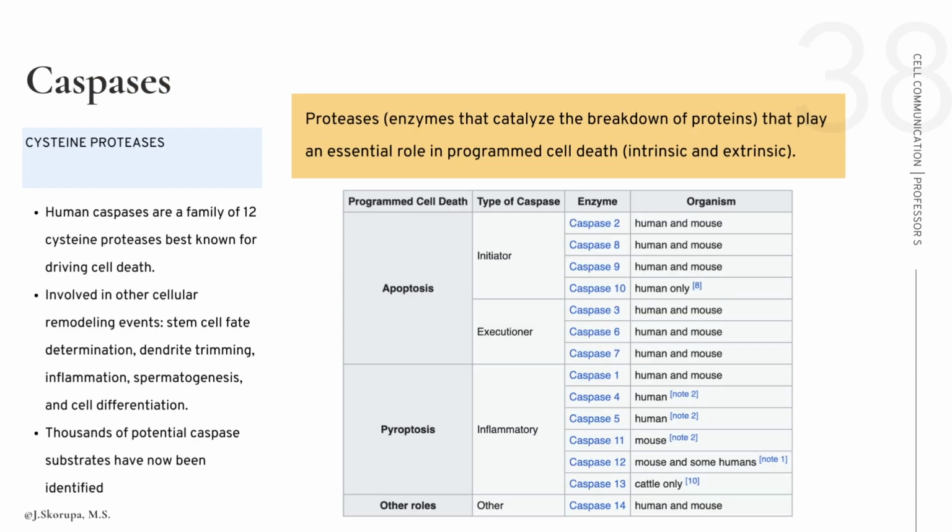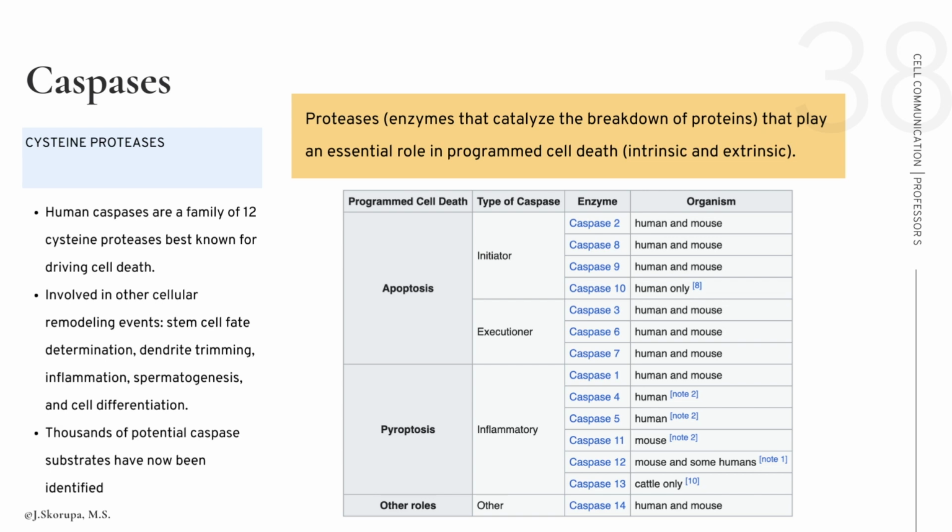I keep mentioning these caspases, so what are they? Human caspases are a family of 12 cysteine proteases, best known for driving cell death. Proteases are enzymes that catalyze the breakdown of proteins. They play an essential role in programmed cell death. They're also involved in other cellular remodeling events such as stem cell fate determination, dendrite trimming, inflammation, spermatogenesis, and cell differentiation. Thousands of potential caspase substrates have now been identified.